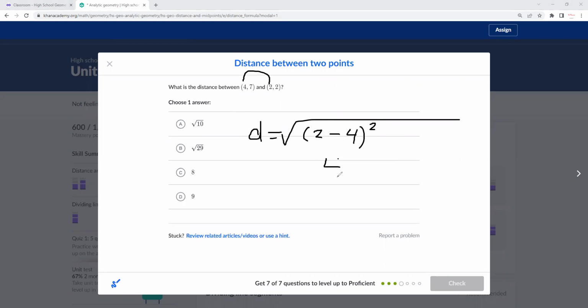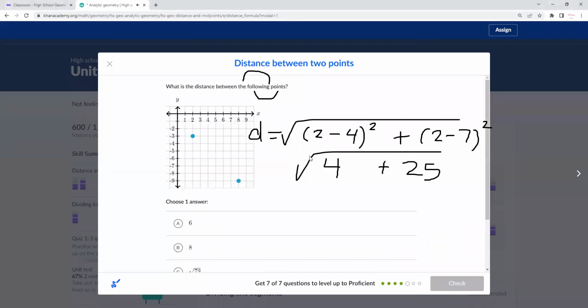You still get the same answer, because remember, when you multiply two negatives, you still get a positive when doing exponents. And then y2 minus y1 squared. Same thing here. If you mix them up, you still get 5 squared, which is 25. So this gets you -5 squared, which is still 25. The answer would be the square root of 29.